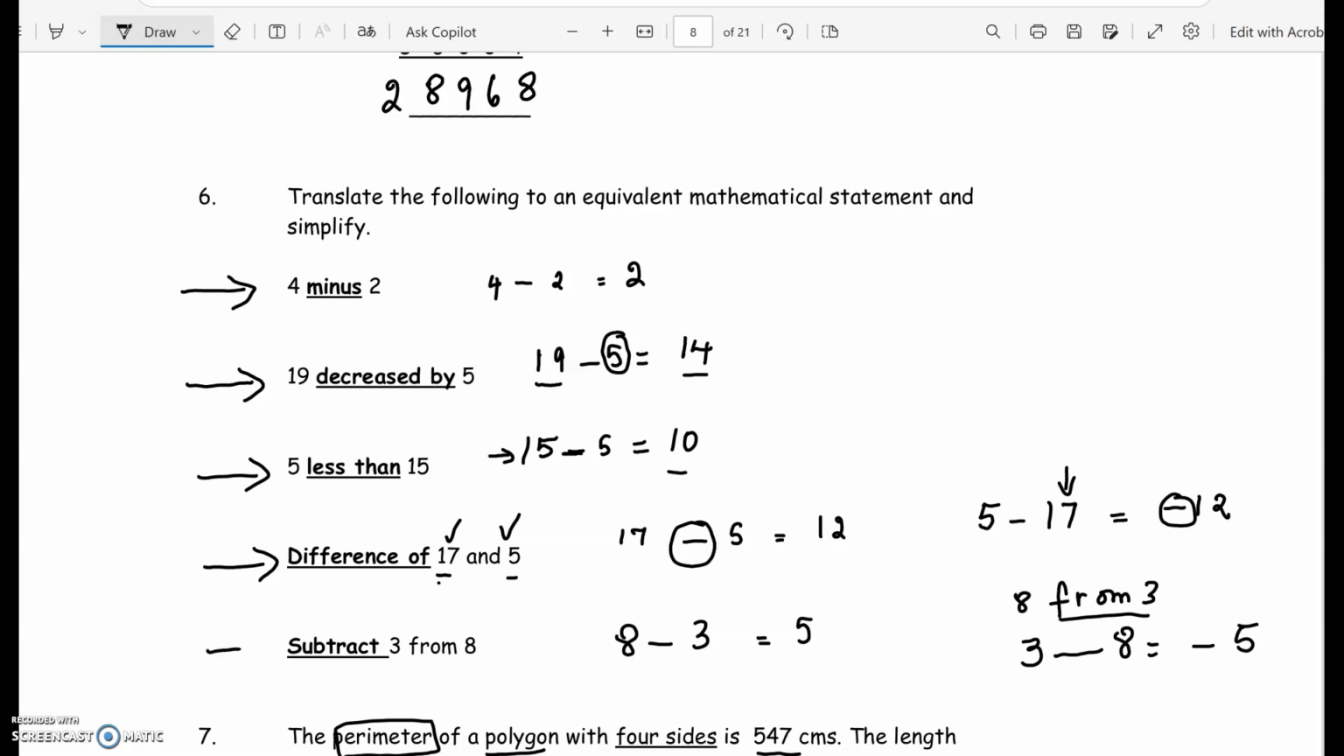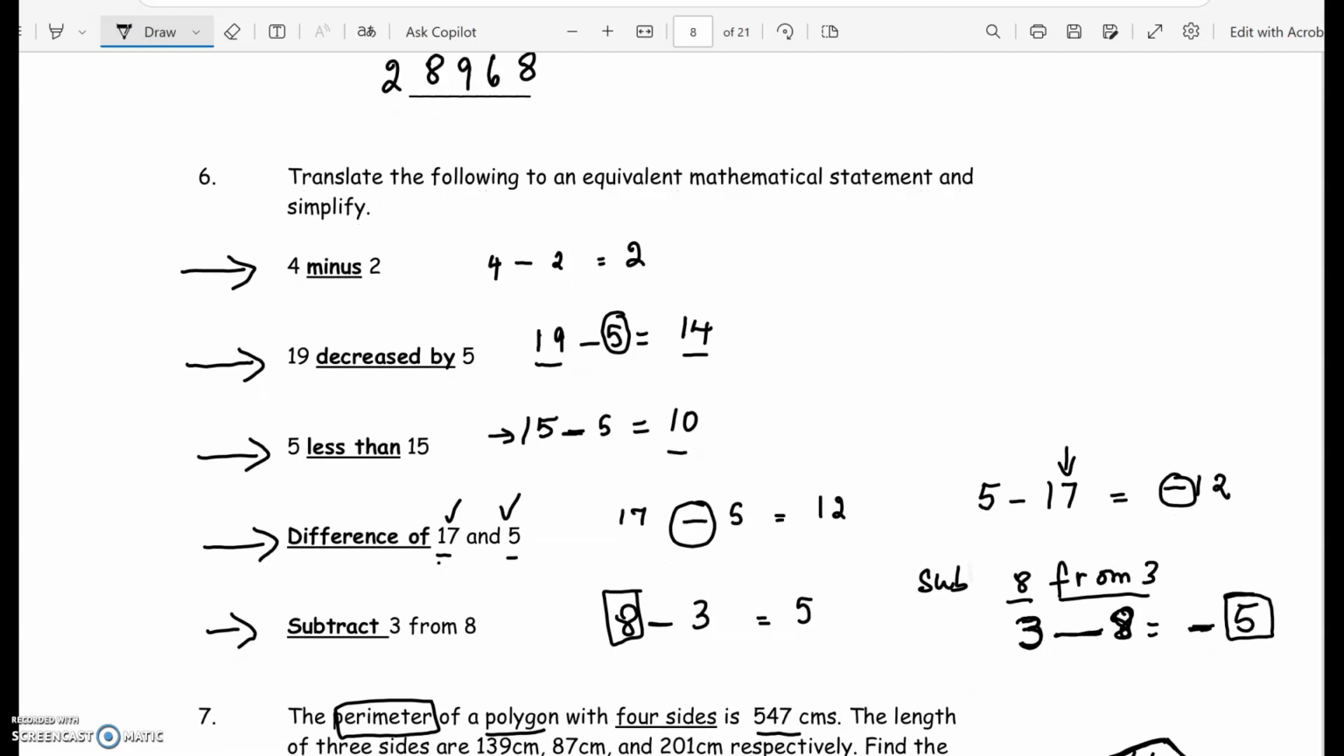Now subtract 3 from 8. So you start with an 8 and subtract 3 from it, and you get a 5. What if I said subtract 8 from 3? So from 3, which means start with a 3, you subtract 8, and that would be 8 minus 3 is 5, but 3 minus 8 will be the negative of 5.